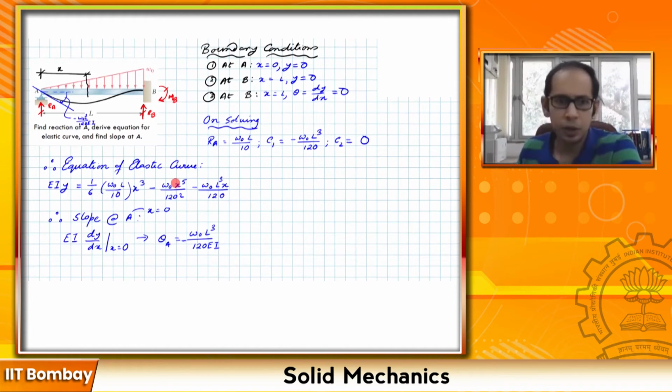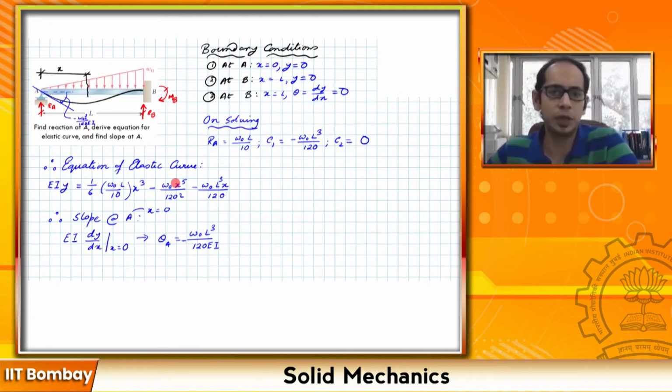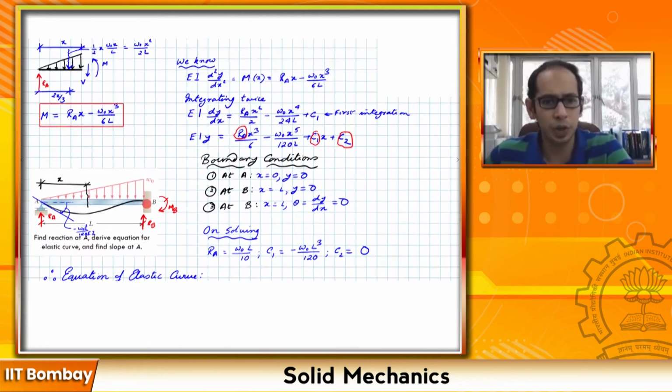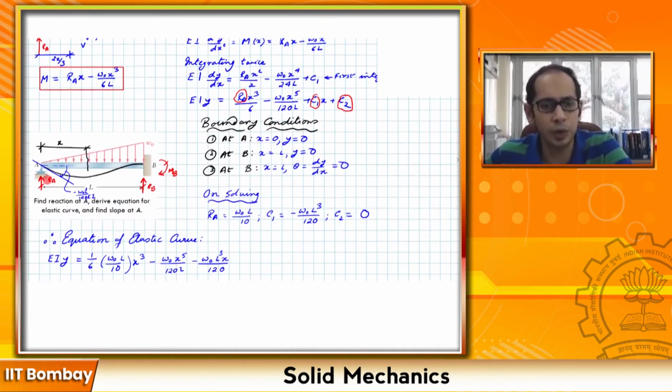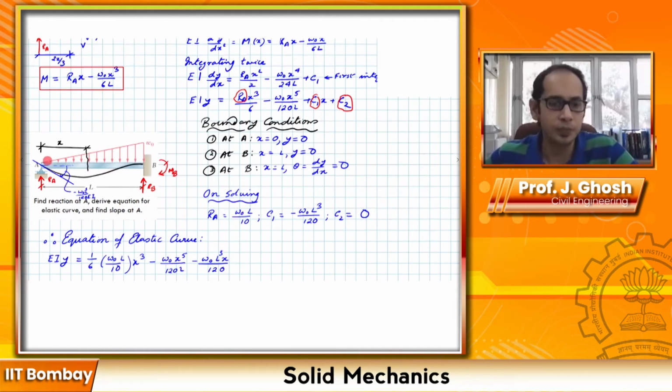So I hope this problem example was clear to you, that how we used our concepts for deflection of beams to find the unknown reaction as well as the deflection or the slope at different points of interest in the beam. Now again, just to remind you, this was possible and easy to do because you had one continuous equation for the moment that is valid across the length of the beam.